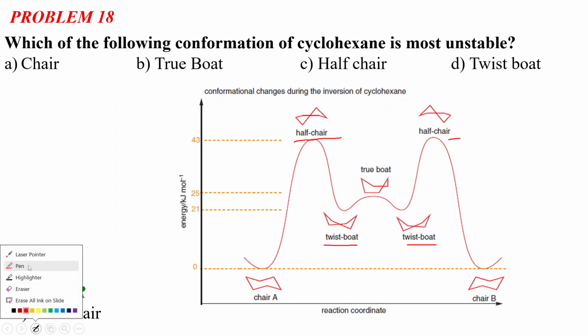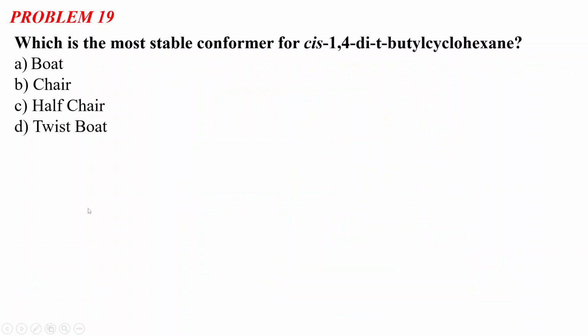Quickly, we have two more questions left today, so we will go to them. Problem number 19 says: which is the most stable conformer for the cis 1,4 di tertiary butyl cyclohexane? Options are A, boat; B, chair; C, half chair; and D, twist boat.